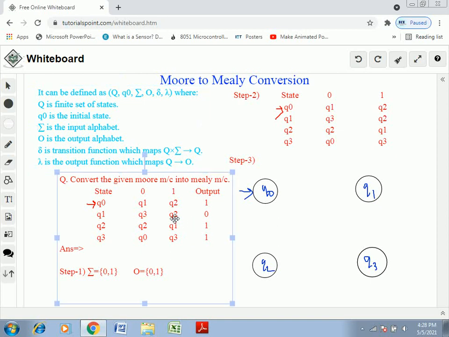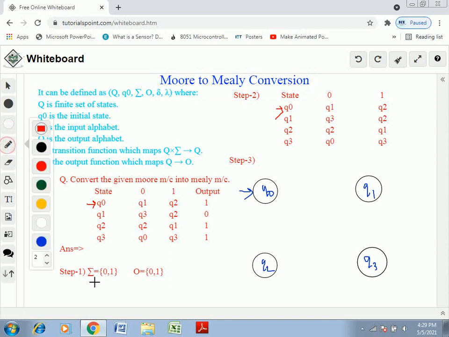This is the question: convert the Moore machine to a Mealy machine. We are given 4 states, the input symbols 0 and 1, and the output symbols are also 0 and 1. In the first step we have to find the input and the output symbols. Sigma denotes the input symbols. In the given question we have two input symbols, so Sigma is defined as 0 and 1, and O is for the output, which is 0 and 1.